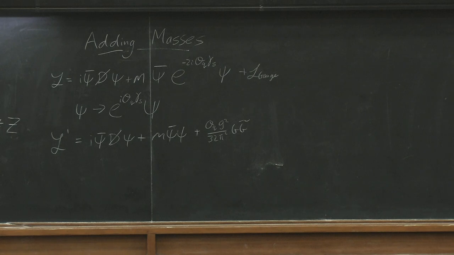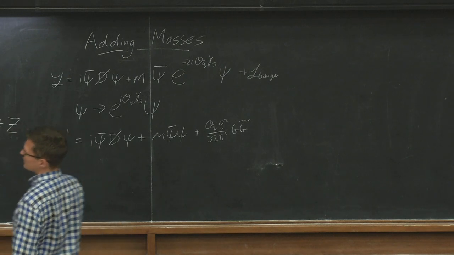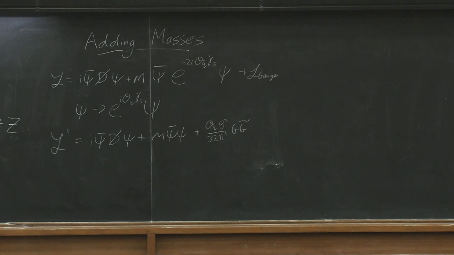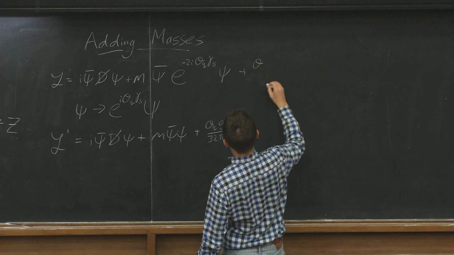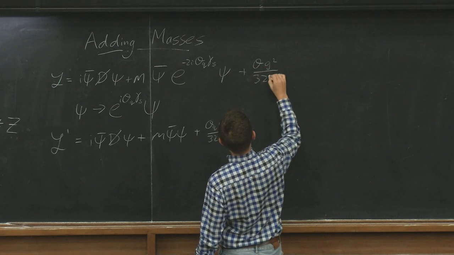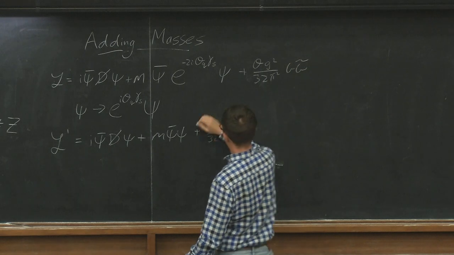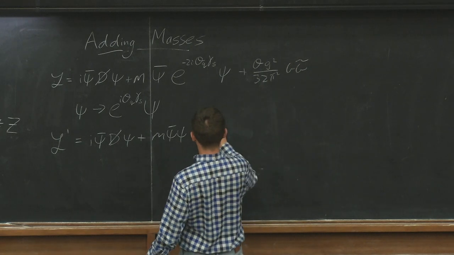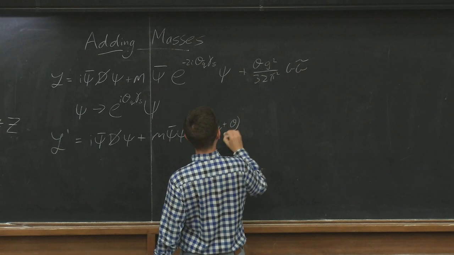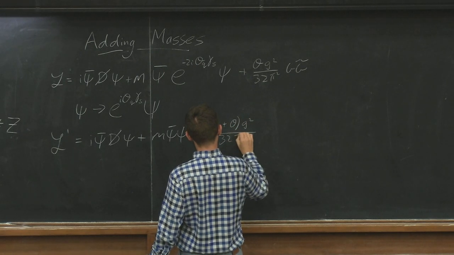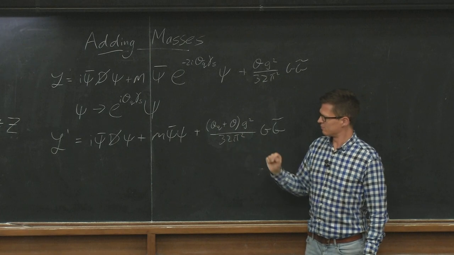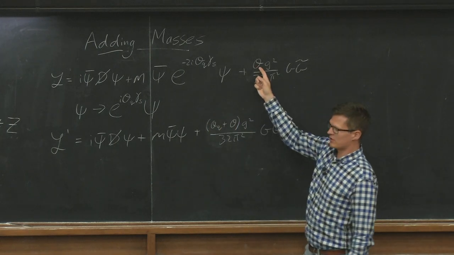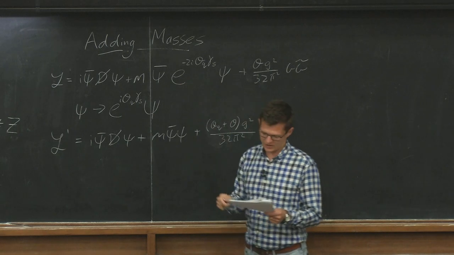Similarly, we could have started right from the get-go. There's no reason that this term should initially have been zero in the first place. So I will still call this theta. If some term like that was already there, we've got theta g squared over 32 pi squared G G-dual. And now in here, we have a real mass term, but now we've got theta bar, theta q plus theta, g squared over 32 pi squared G G-dual. So what we originally defined as theta now includes the phase that was in the mass matrix.